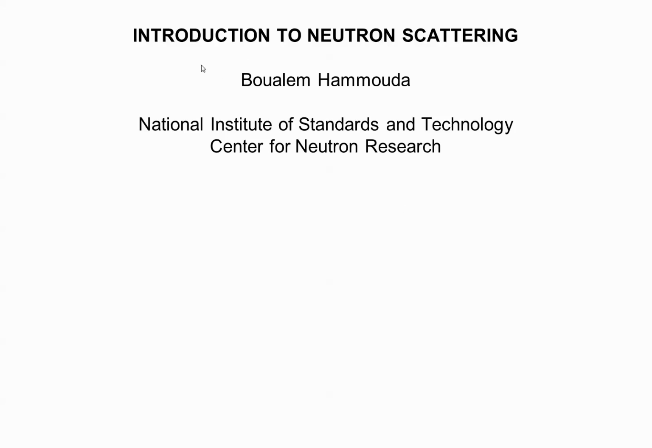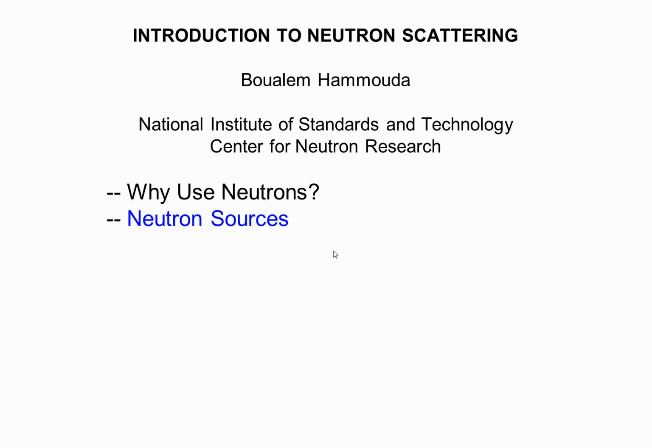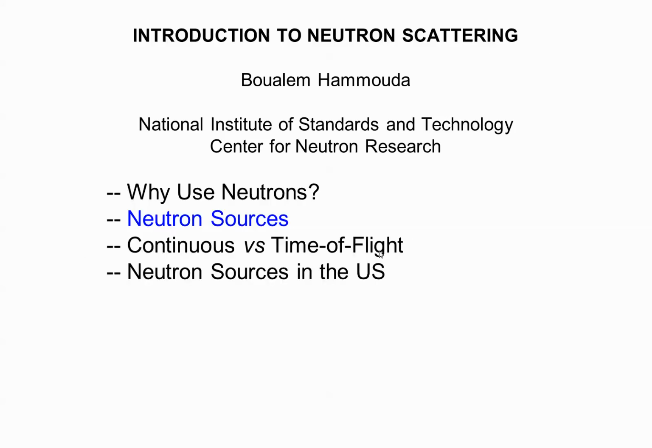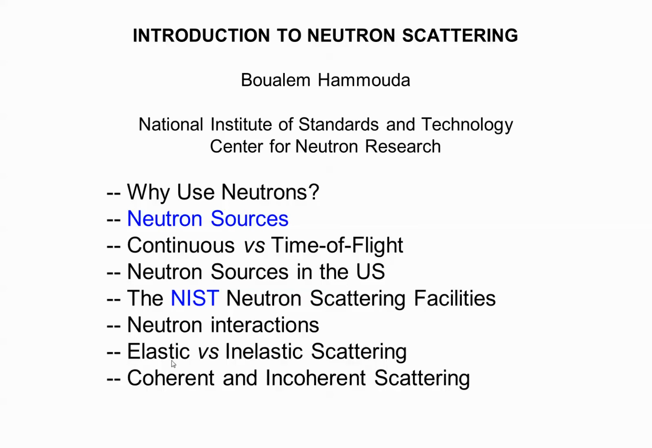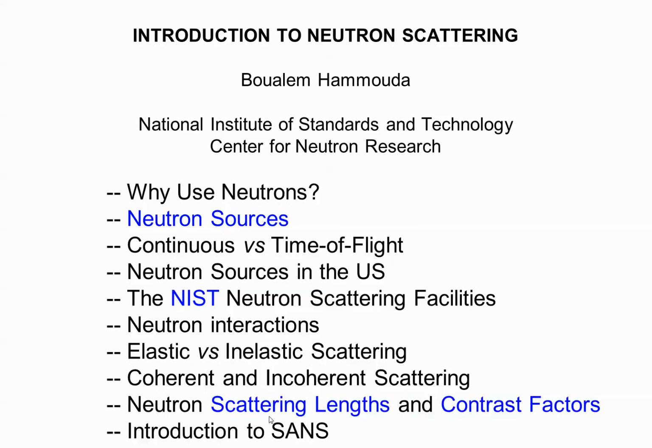Hello, I would like to cover Introduction to Neutron Scattering and the NCNR. I will talk about neutron sources, then continuous versus time of flight, and then introduce the NIST neutron scattering facilities, interactions, and say something about elastic and inelastic neutron scattering, and then coherent and incoherent. Then finally, introduce scattering length and contrast factors before getting into science.